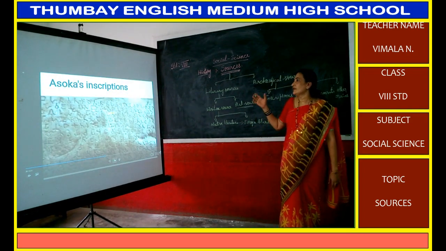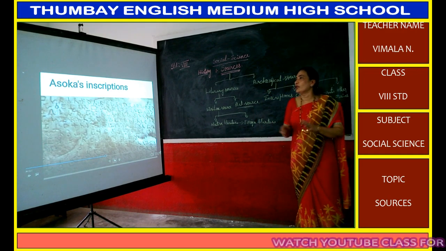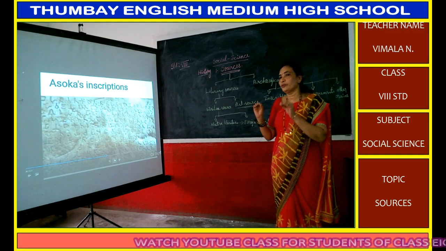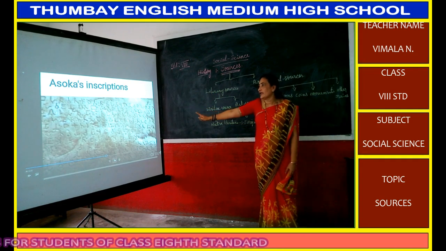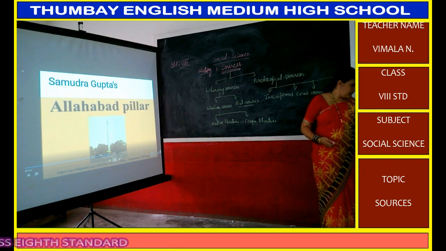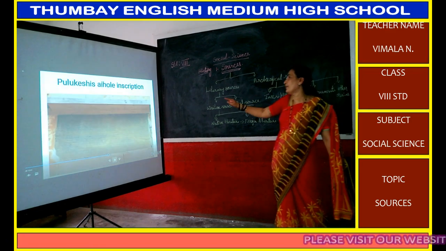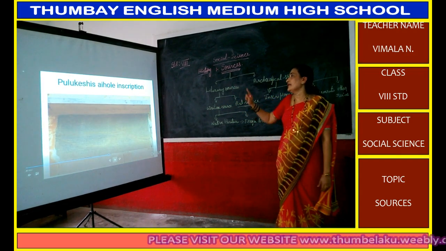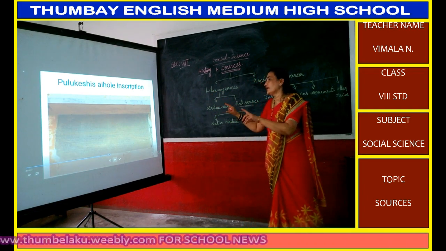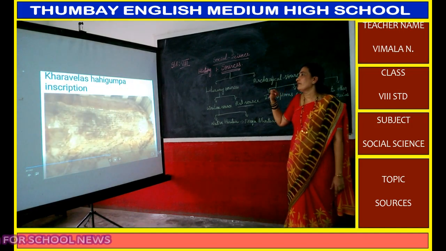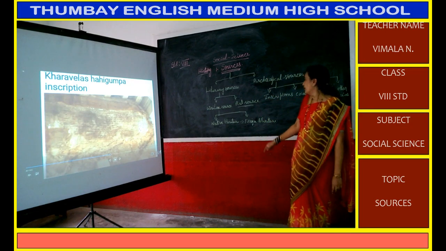Again, the important sources: Ashoka's inscriptions. Ashoka inscribed many inscriptions, and many languages were used, but mainly the Prakrit language. Other languages like Kannada, Tamil and Telugu were also used. Next, Samudragupta's Allahabad pillar inscription. Pulakeshi II's Aihole inscription is also available, in which Pulakeshi's administration is written. Kharavela's Hathigumpha inscription is also found.